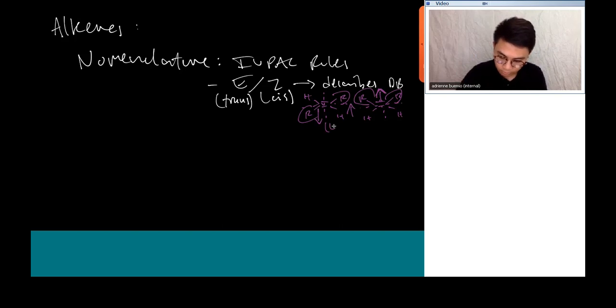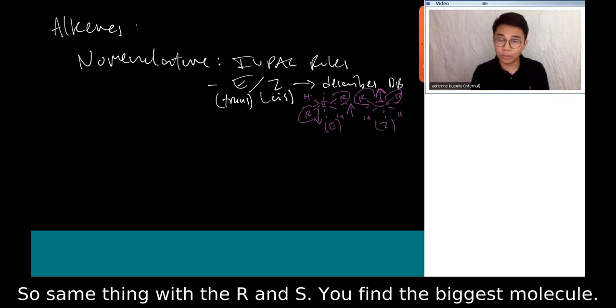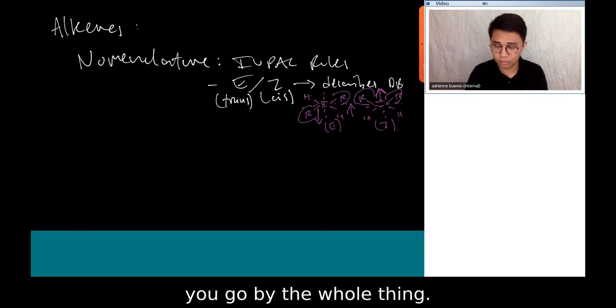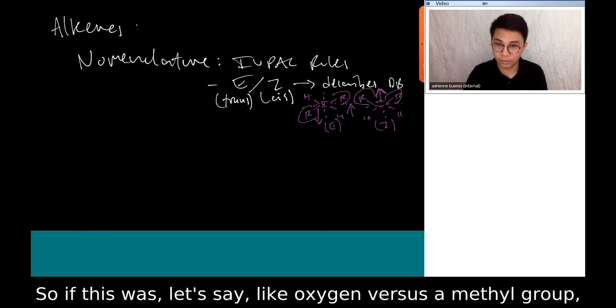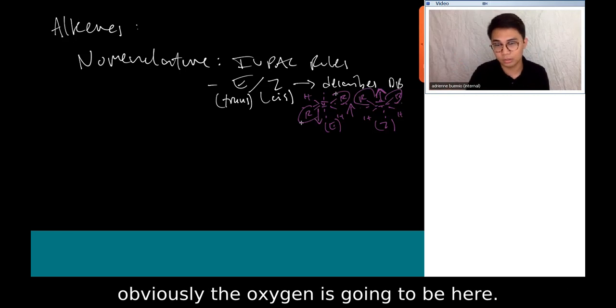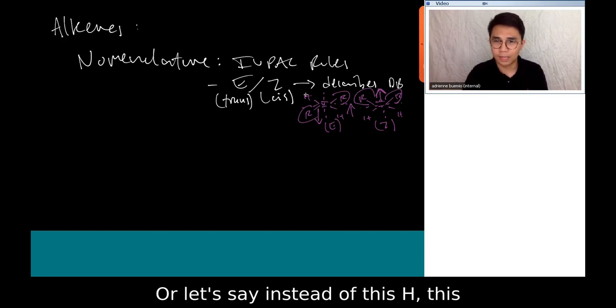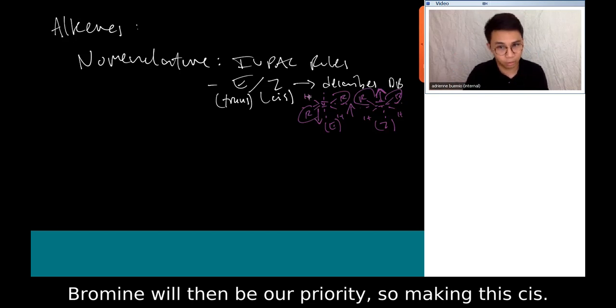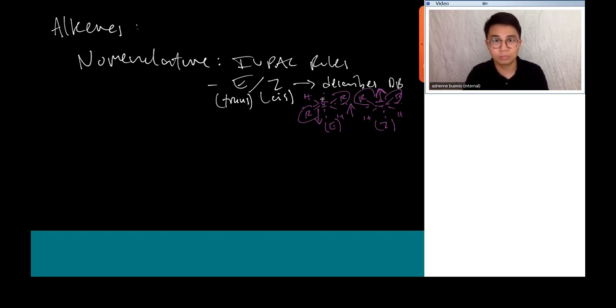E, Z. So same thing with kind of like the R and S. You find the biggest molecule, right? But instead of doing it atom by atom with these, you go by the whole thing. So if this was, let's say, oxygen versus a methyl group, obviously the oxygen is going to be the priority. Or let's say instead of this H, this is a bromine versus this R group being a methyl group. Bromine will then be our priority, right? So making this cis. So things like that.